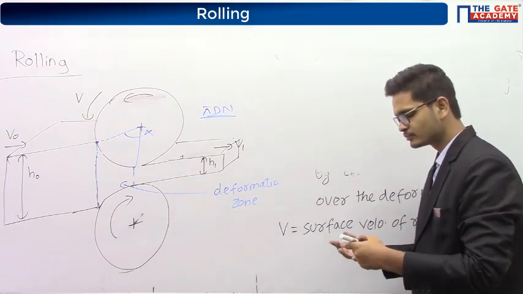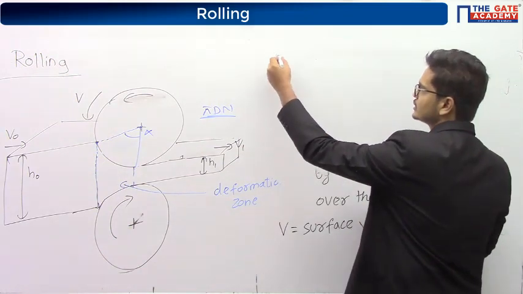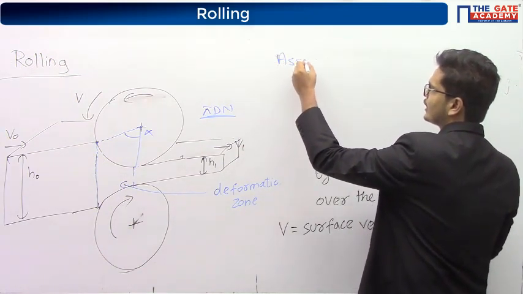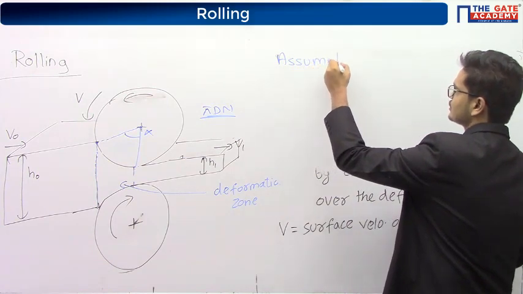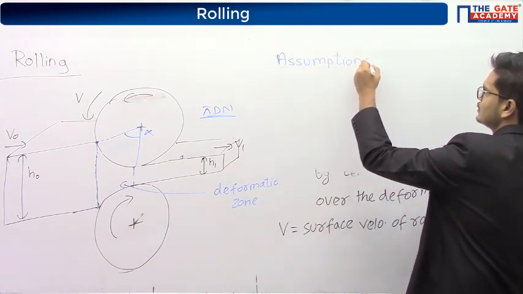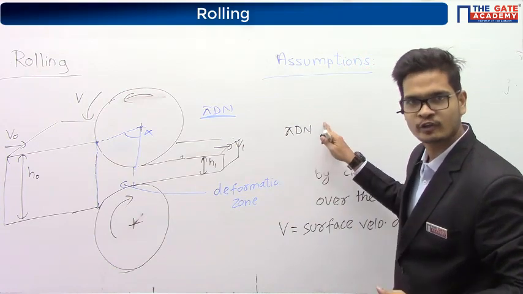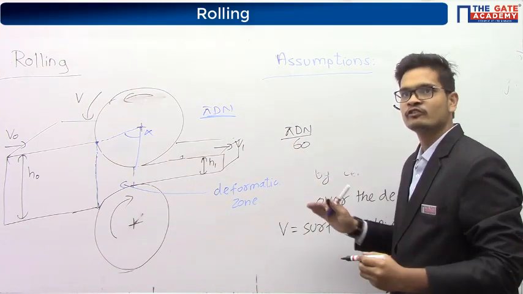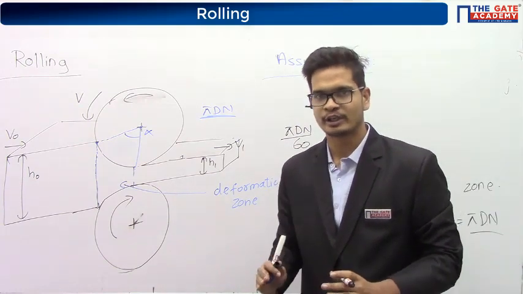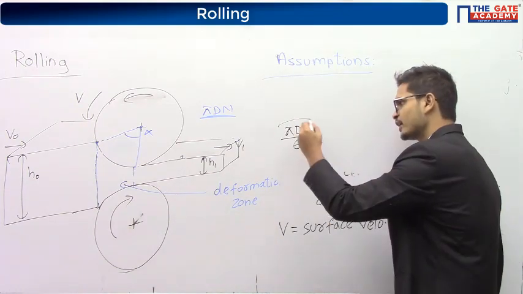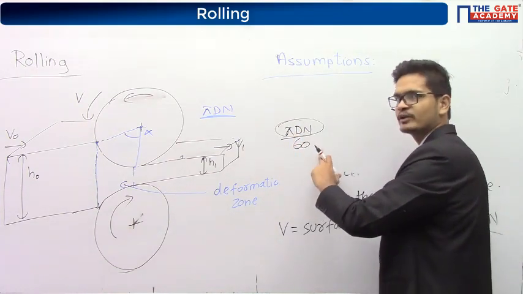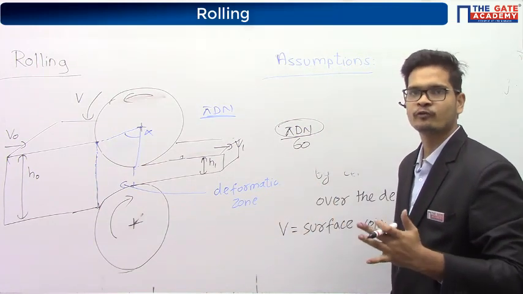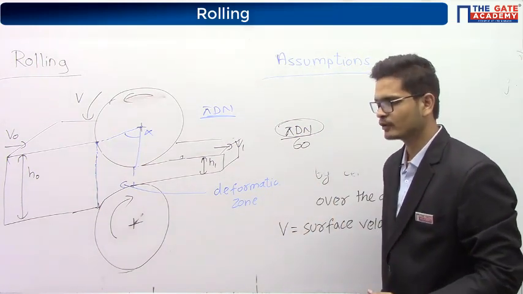Now, what are the assumptions in the process? For our analysis, we are taking assumptions. See, I have told the velocity as pi D N. Vishesh is asking, will it be pi D N by 60? Vishesh, it will depend upon the unit. Basically it will be pi D N. Whether you have to divide by 60 or not will depend upon the unit in which you are taking the velocity.